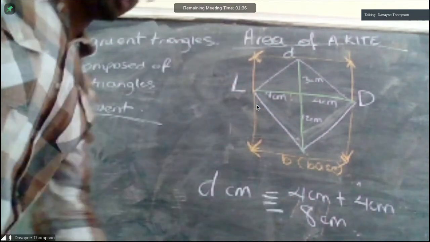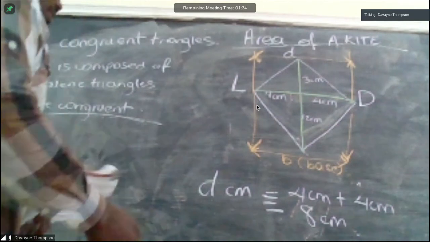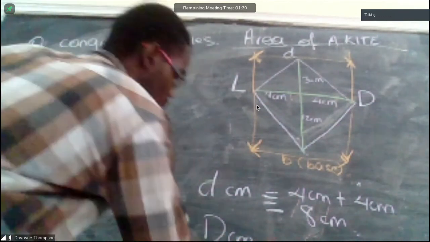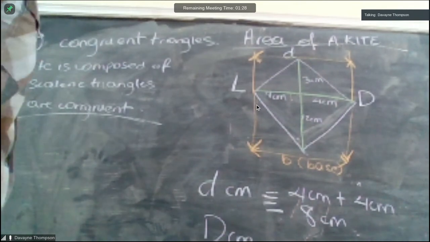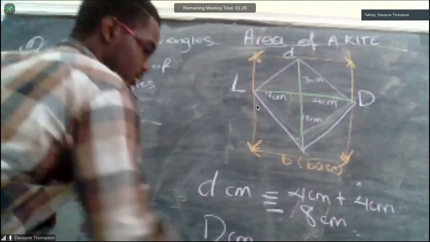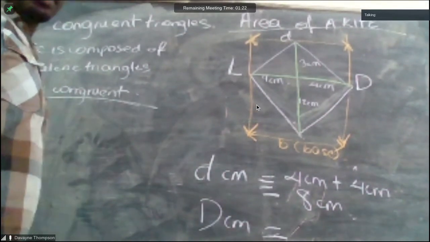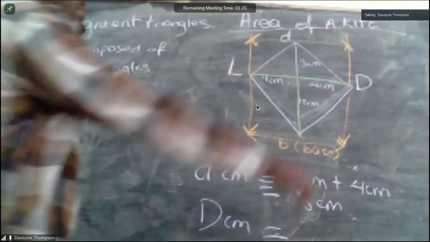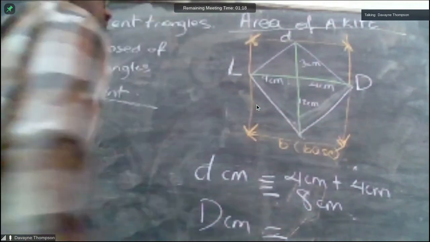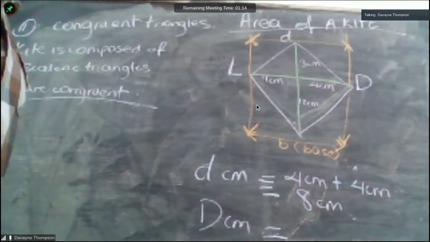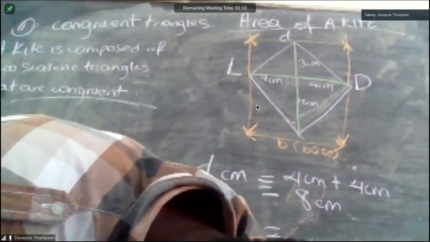Next question goes to Aliana. Aliana, are you here? Yes, sir. What is capital D centimeters? So the distance of here downwards here. Sir, can you repeat that for me? I can't see the board.